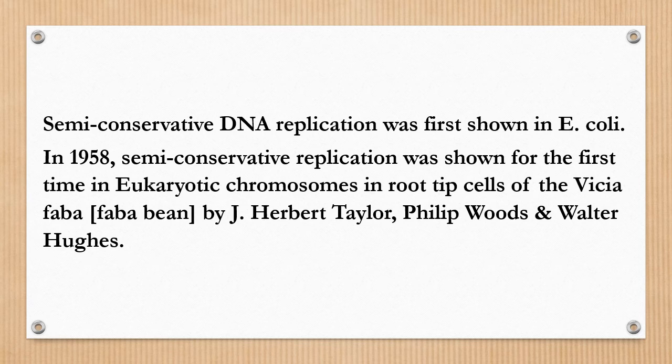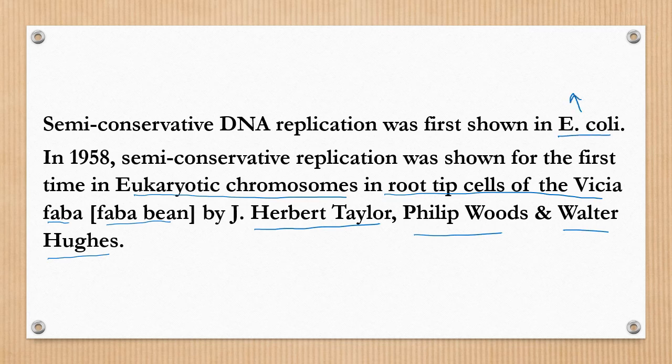In 1958, semi-conservative replication was shown for the first time in eukaryotic chromosomes, in the root tip cells of Vicia faba. It is a plant, the faba bean, as it is commonly called, by Herbert Taylor, Philip Woods and Walter Hughes. These scientists showed this semi-conservative replication in eukaryotic chromosomes. Meselson and Stahl showed it in Escherichia coli, which is a prokaryote.